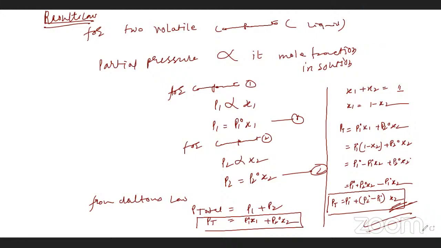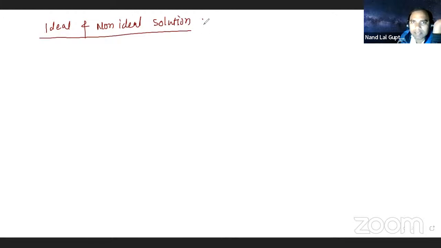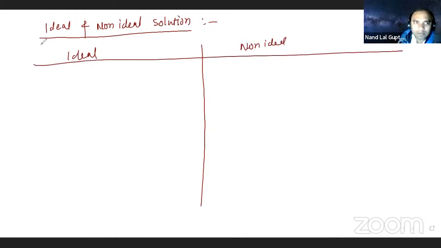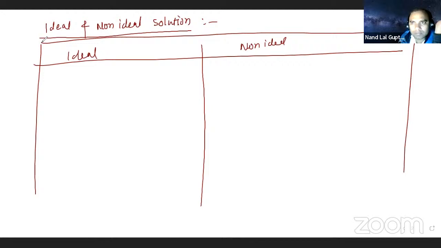Okay, done. Now, there is the ideal and non-ideal solution. What is an ideal and non-ideal solution, student? Here, the first one I am writing is ideal, the second one non-ideal. What is ideal and non-ideal, Sanoy? Have you heard about this one? First one.